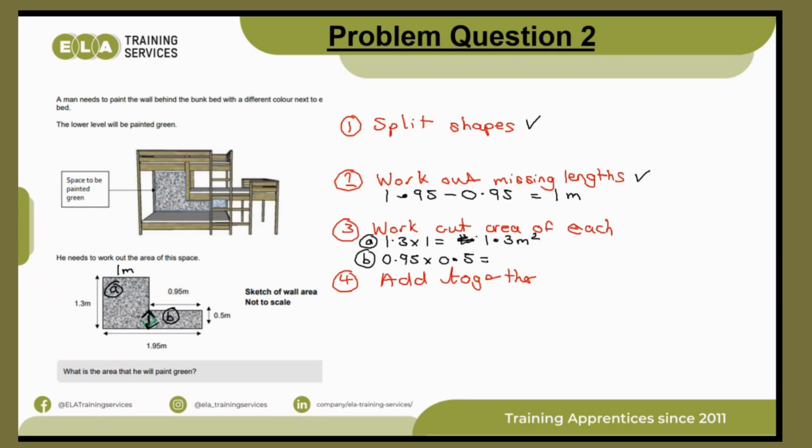0.95 times 0.5, and that is 0.475. We're going to add those two together as our final step. Sorry, my pen's a little bit broken at the moment. So we're going to do 1.3 add 0.475, which gives us 1.775 meters squared. And we've done all 4 steps.